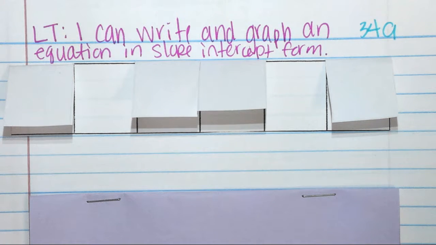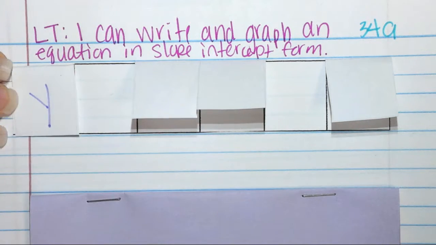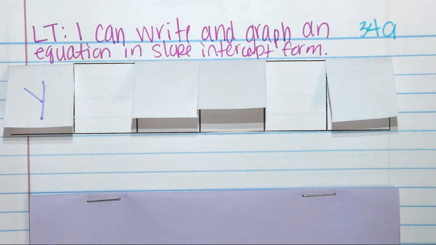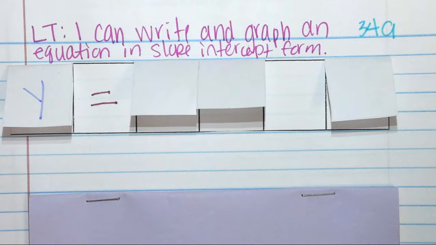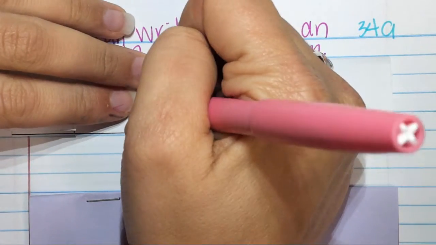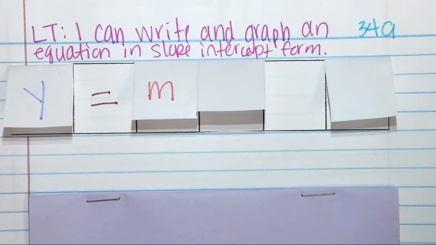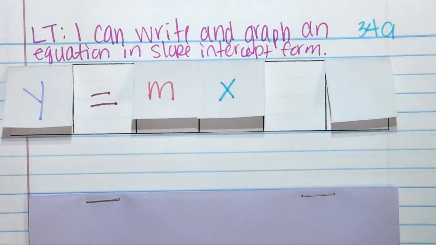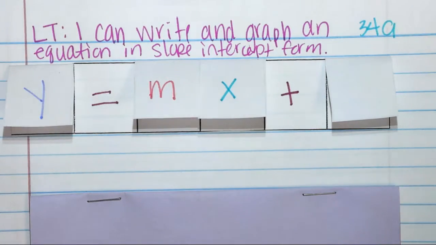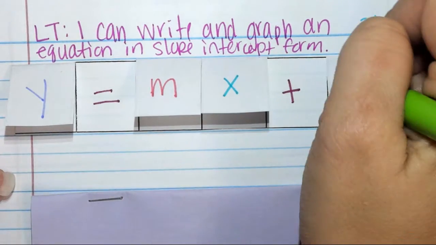Alright, so hopefully your foldable is folded down. Does anybody remember what slope-intercept form is? Y equals mx plus b. Awesome. So on the first thing, I want you to write y. And then I want you to write equals. And then I want you to write m. And then I want you to write x plus b.